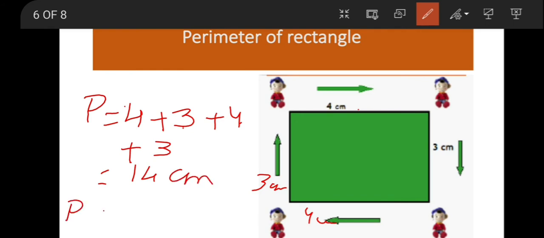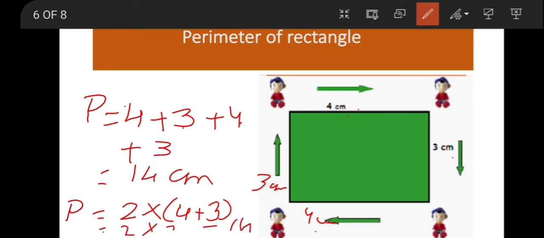Or what we can do, because 4 is coming 2 times and 3 is coming 2 times, we can write 2 into (4 plus 3). This is equal to 2 into 7, that is 14. So we can say the perimeter of the rectangle is 14. So the formula used to find the perimeter of a rectangle is 2 into (L plus B). L is length, B is breadth. This is the formula.